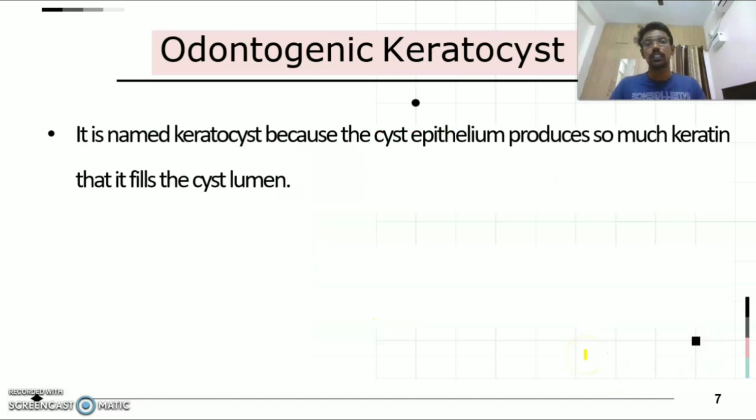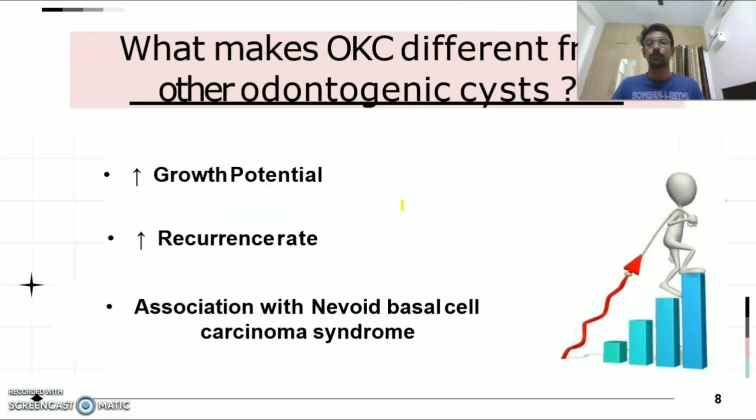Why is it called keratocyst? Why is the name different from the other odontogenic cysts? Because this epithelium produces so much keratin that fills the cystic lumen. That means this keratin will be seen in the epithelial lining of the cyst. Usually 8 to 10 layers of keratin will be seen in the lining of the cyst.